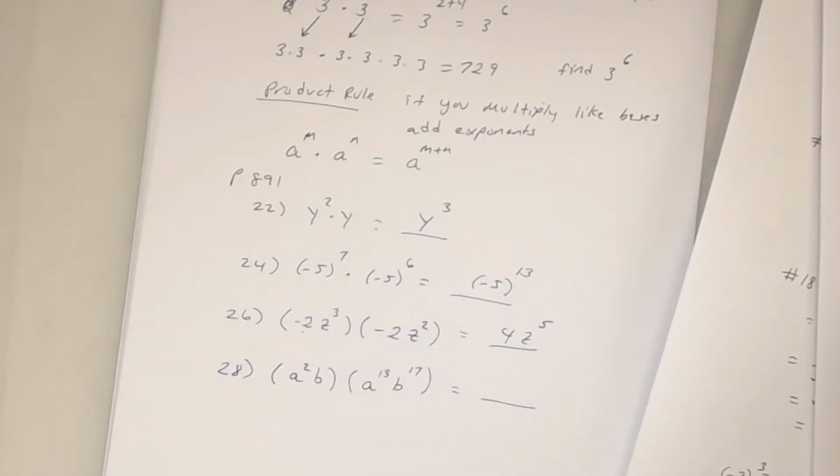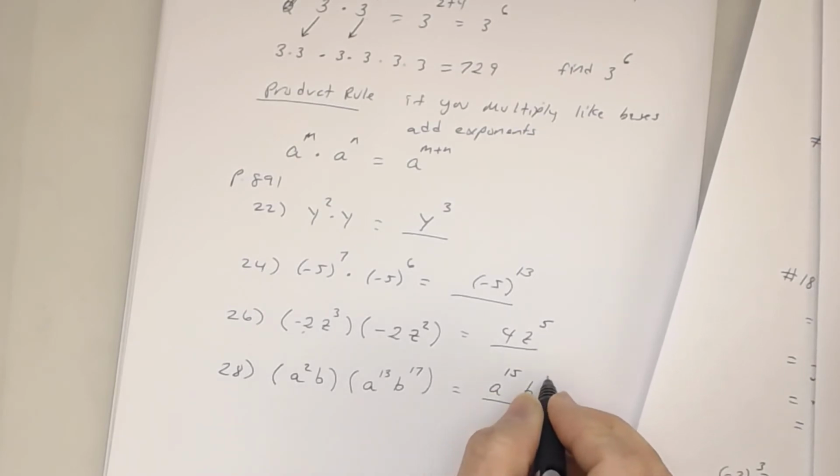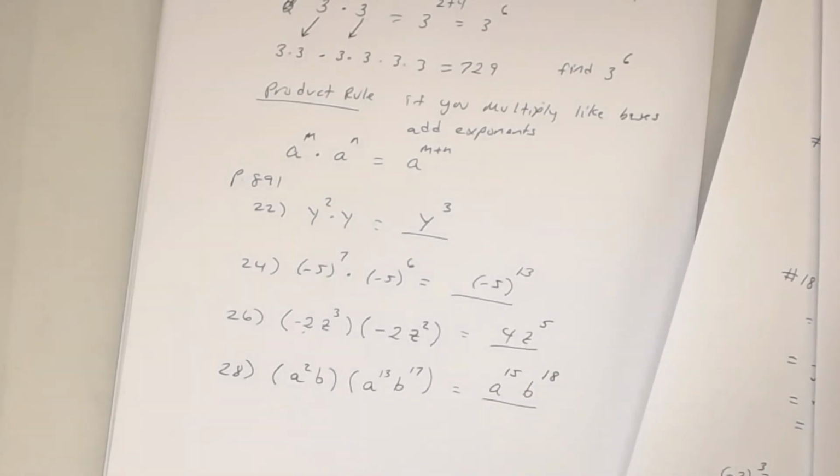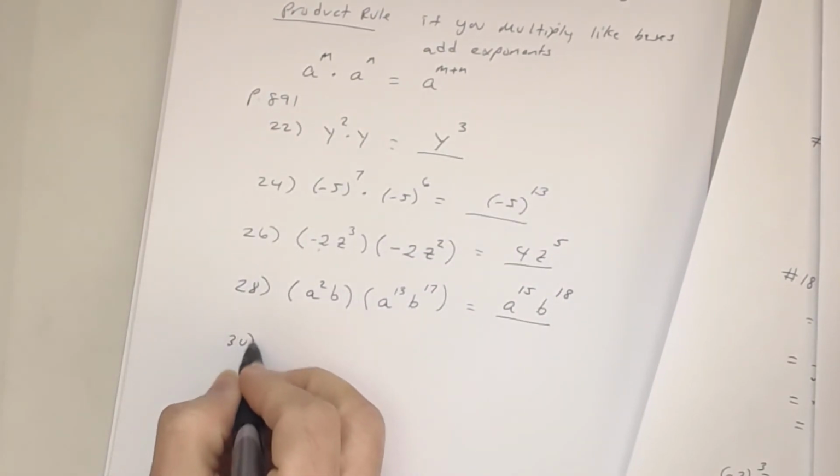So the answer is, and we tend to put it alphabetically. If you put the b first, no big deal, but we talked about the fact that we tend to write things alphabetically. So a to the 15th, b to the 18th. So here's your answer. 30. It is not difficult.